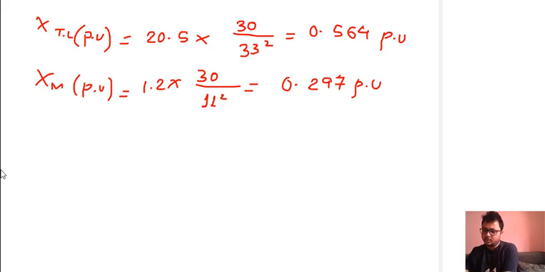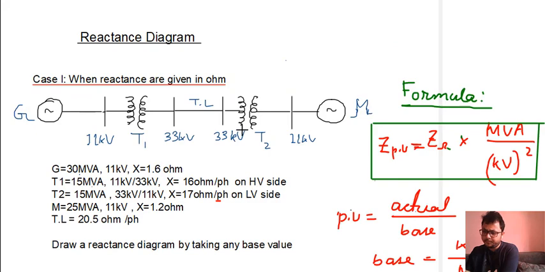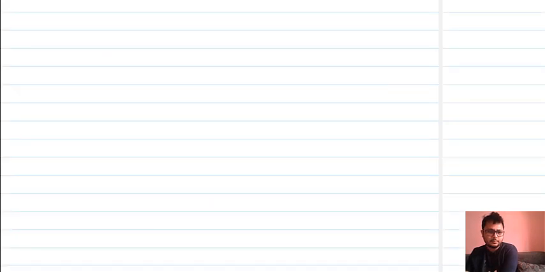Alright, now let us draw the reactance diagram. How to draw the reactance diagram? Now see how to draw. The generator we will draw as it is, and this transformer will be represented by one reactance. This transmission line will be represented by one reactance. This transformer will be represented by one reactance, and this motor will remain as a motor. Along with the motor, you have to connect one reactance. Okay, now let us draw.